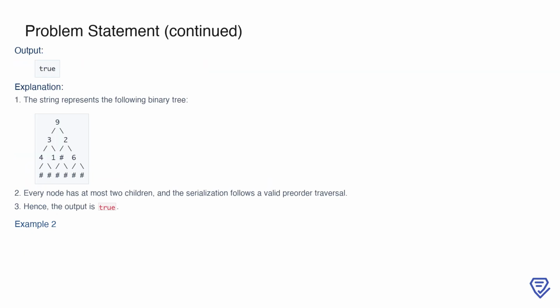If the input string is preorder equals 9,3,4,#,#,1,#,#,2,#,6,#,#, then the output is true. Here's why. This string represents a binary tree where the root node is 9, and it has two children, 3 on the left and 2 on the right. Node 3 has two children as well, 4 and 1, and so on. In this tree, every node has at most two children, and the structure follows the rules of a preorder traversal. Therefore, the serialization is valid, and we return true.